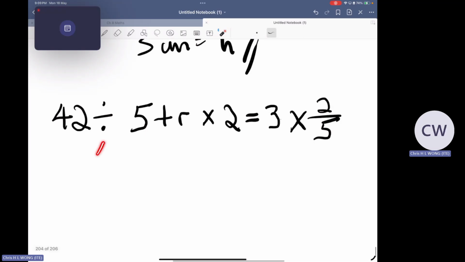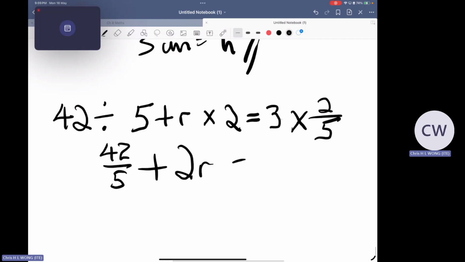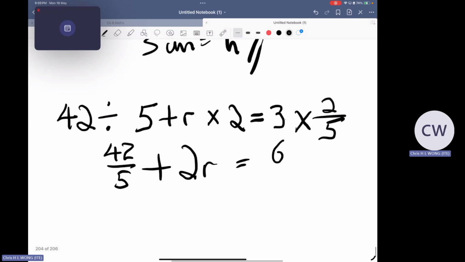I will take 42 divided by 5. I just leave it. 42 divided by 5, I leave it. Plus, what is R times 2? 2R. Oh, you can calculate. What is 3 times 2 over 5? 6 over 5, right? 6 over 5. So far, so good?